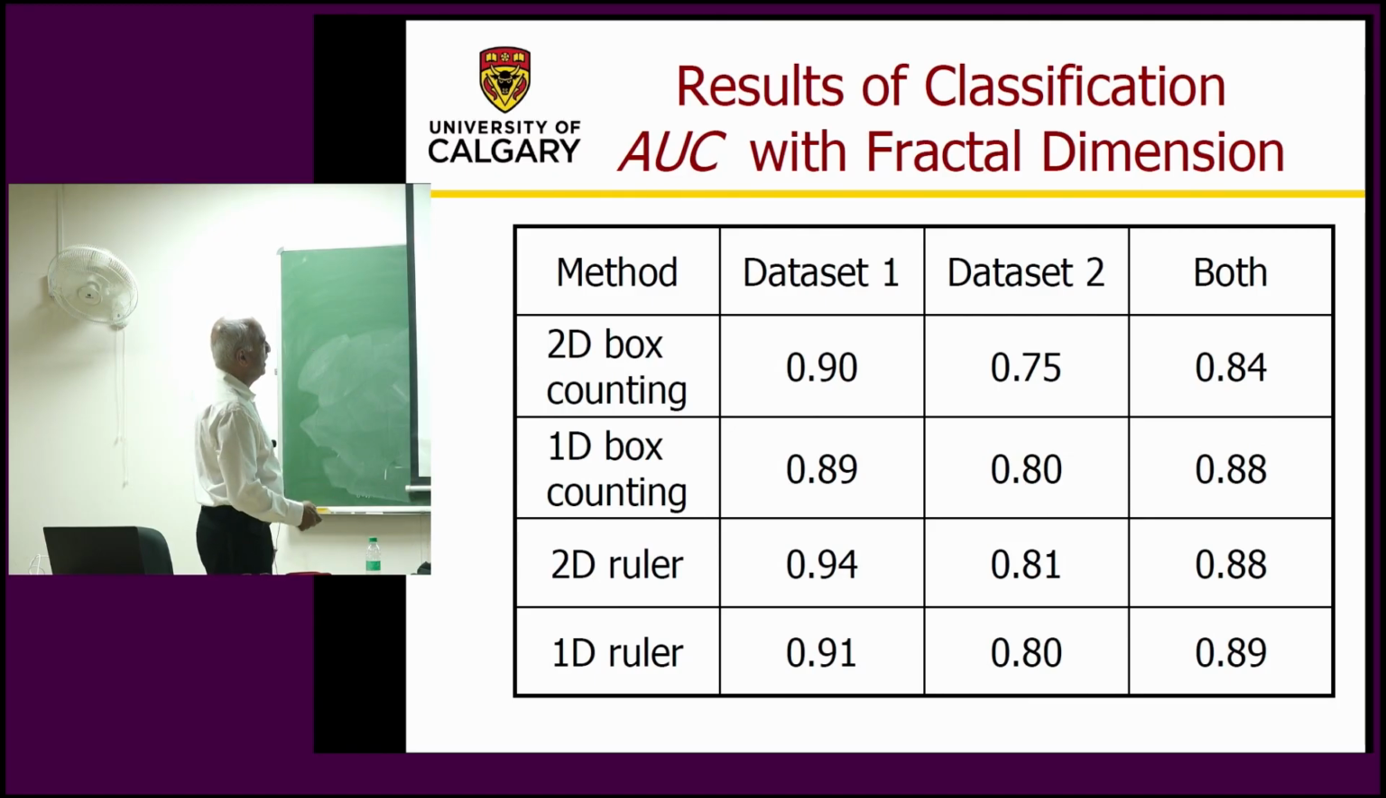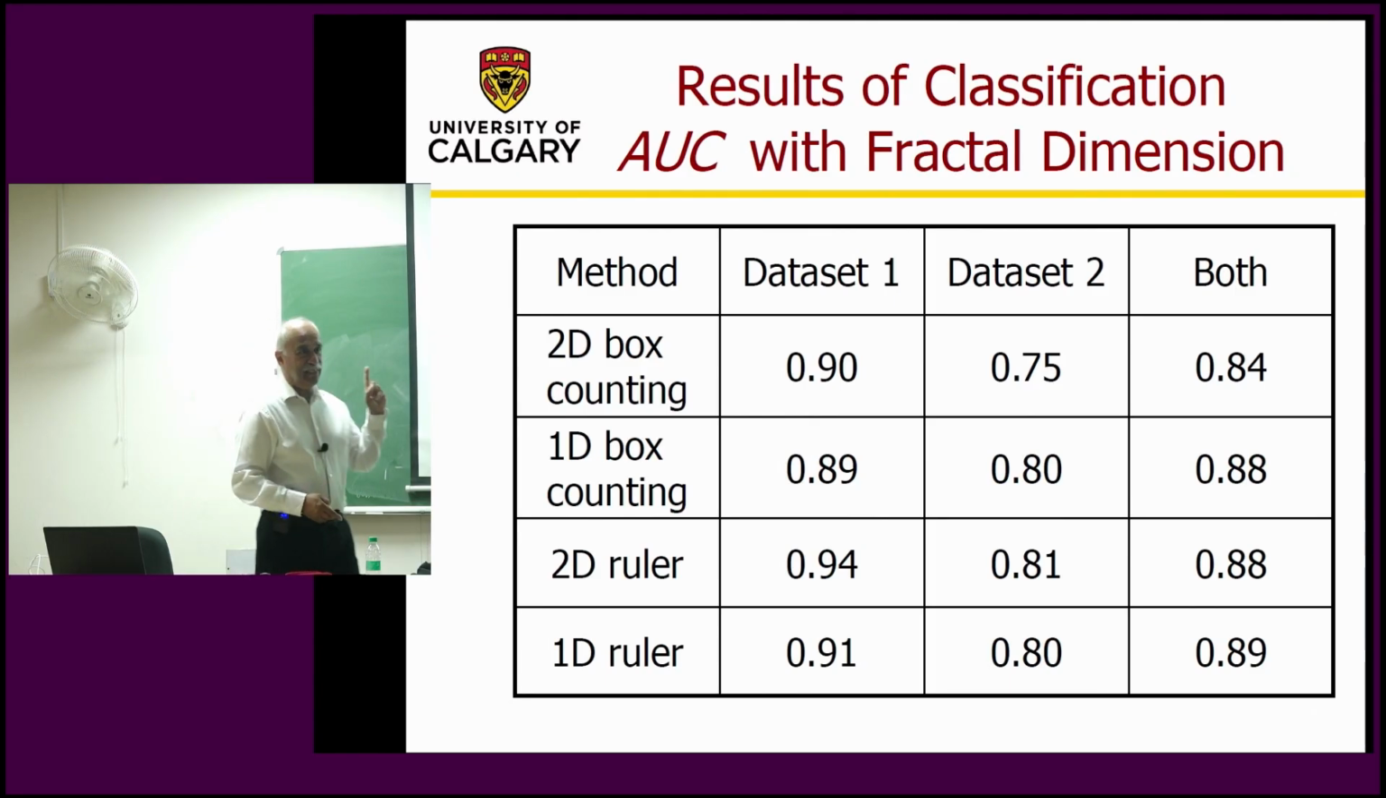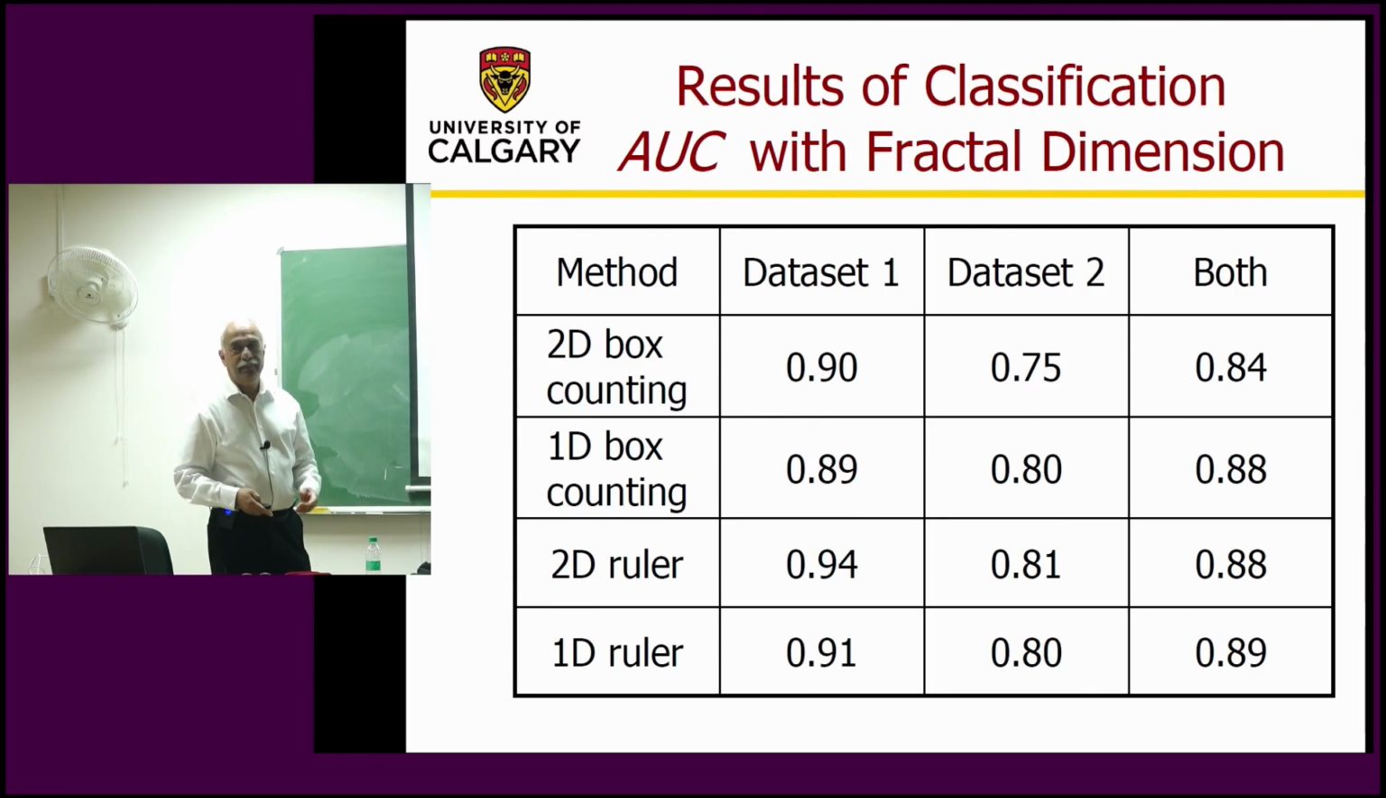2D box counting did not work well on the second data set. The MAIAS data set gave a little lower accuracy than our Foothills data set. If you combine both, we got up to 0.89, 0.9. Not bad. Again, using one feature. It doesn't happen like that. Typically, you have a few tens of features.